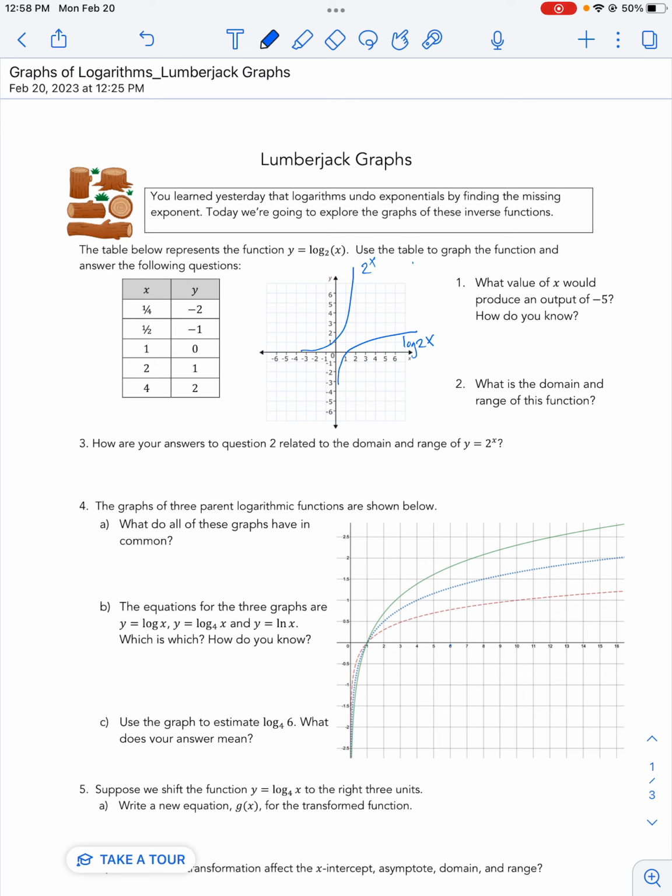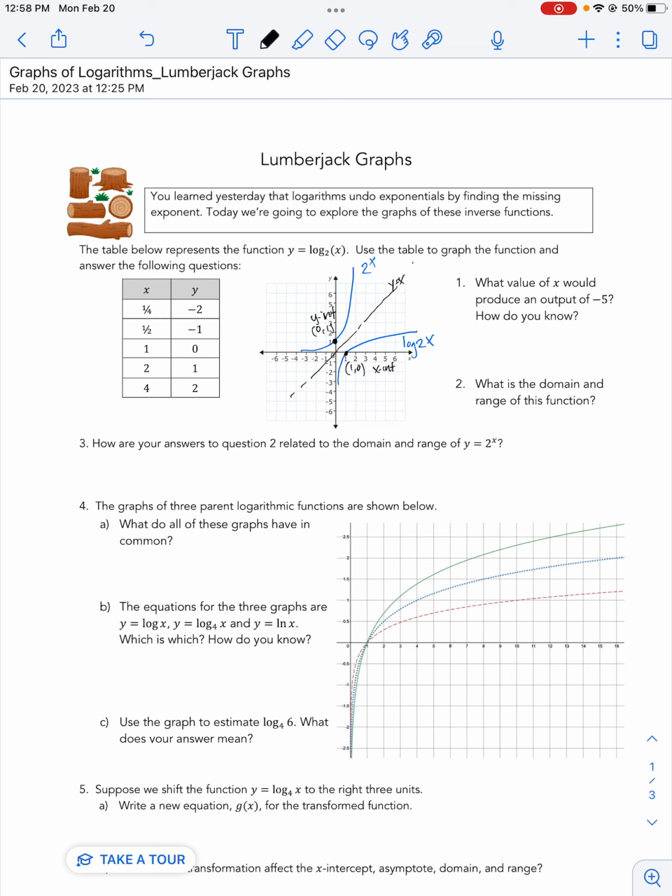They are inverses of each other, which means that they are a reflection over the line y equals x. That means that all of their x and y values are switched, and every corresponding x value becomes every corresponding y value. So the point (1, 0), which is the x-intercept for the logarithmic function, is the point (0, 1), which is the y-intercept for the exponential function.